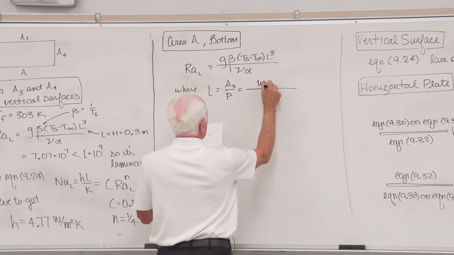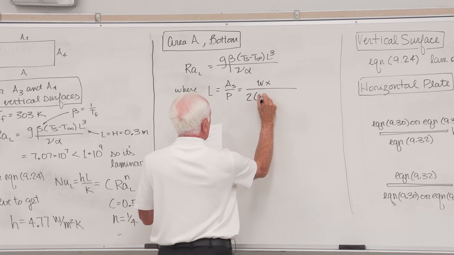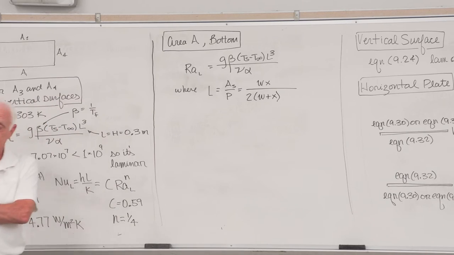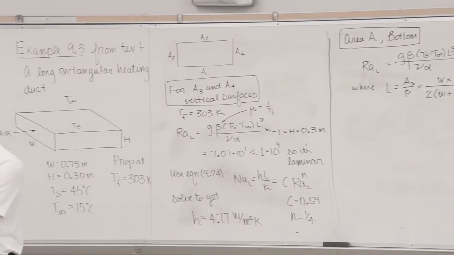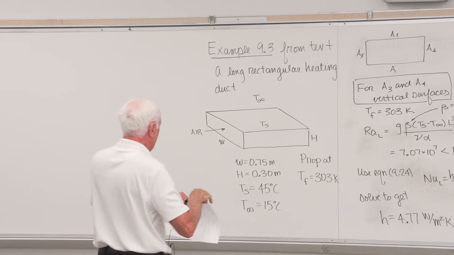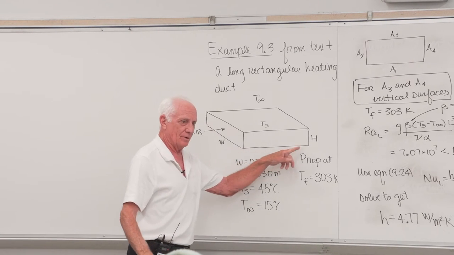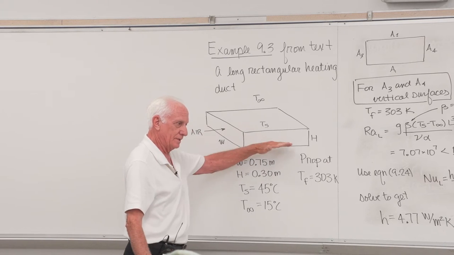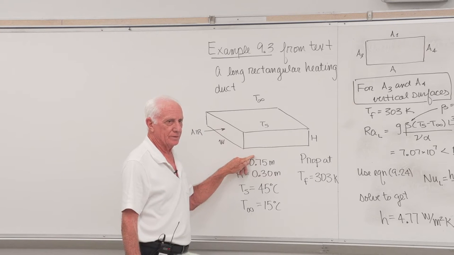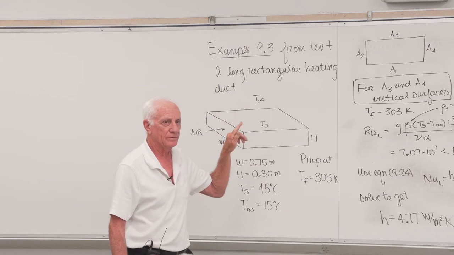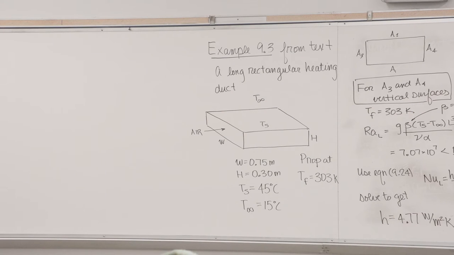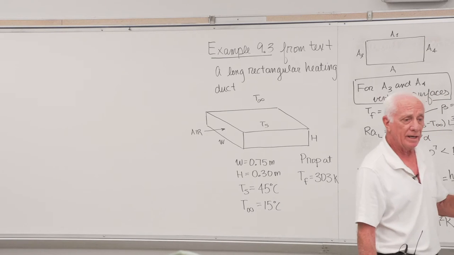Surface area W times X, perimeter 2 times W plus X. And my problem is, of course, I don't know what X is. What is X? X is the distance measured along where the heated air is flowing. I don't know X, but he was kind. He said, oh, by the way, it's long. Oh, thank you. So I'm just going to put X in the equation. I know X is going to be a big number.